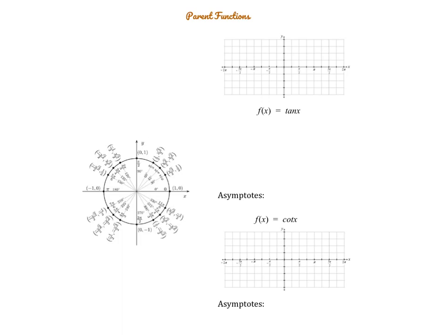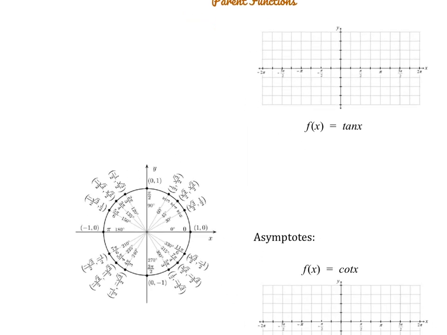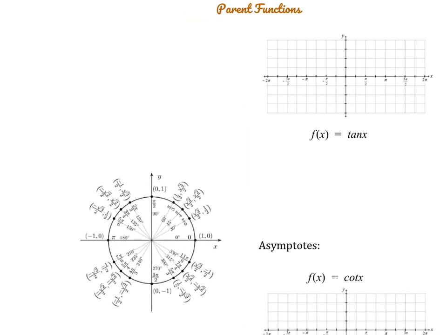Okay, so we're going to start by graphing the parent functions of tangent and cotangent, and we're going to use the unit circle to help us do this. So just a quick reminder for the unit circle, any coordinate on your unit circle, the x value represents cosine of that angle. The y value represents sine of that angle. So if I want to find tangent of that angle, tangent is defined by sine over cosine, so it's going to be the y value over the x value.